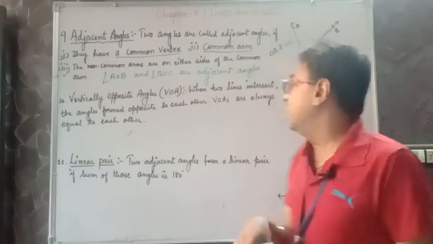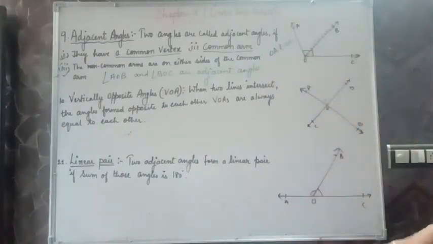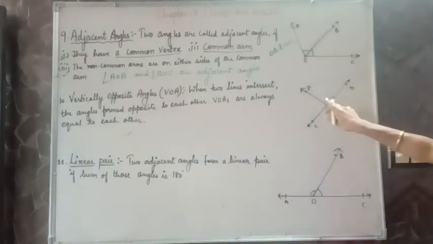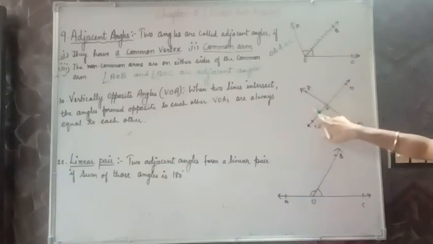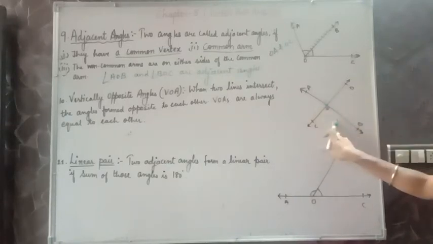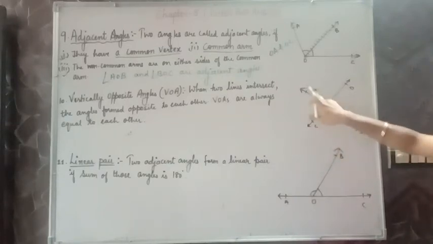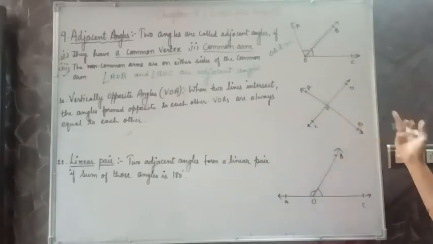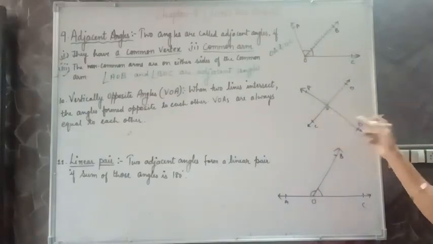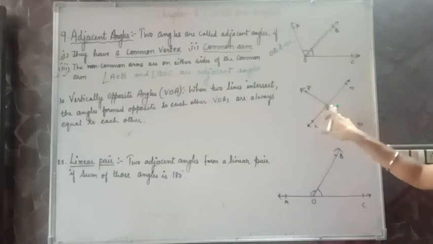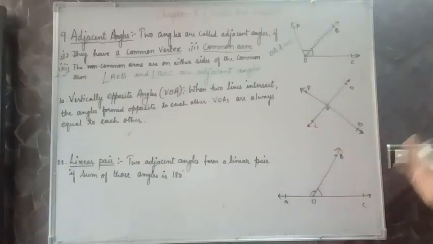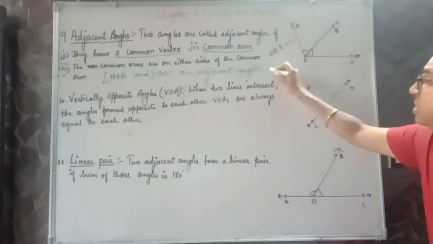Whenever anything is given to you, you need to check. If I take this, these two angles are adjacent. These two angles are adjacent. These two angles are adjacent. So AOD, DOB adjacent, DOB, BOC adjacent, AOD, AOC adjacent. So all these angles are adjacent to each other. Clear? Any doubt with the adjacent angles?